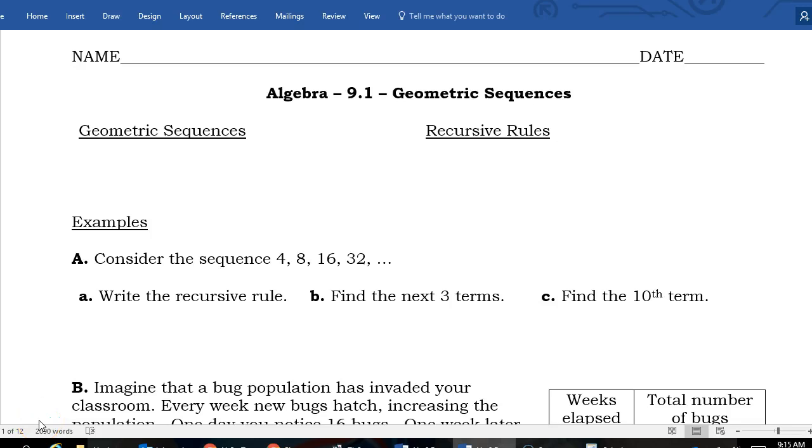This is Algebra Lesson 9.1, Geometric Sequences. So a geometric sequence is a list of numbers that changes using multiplication.